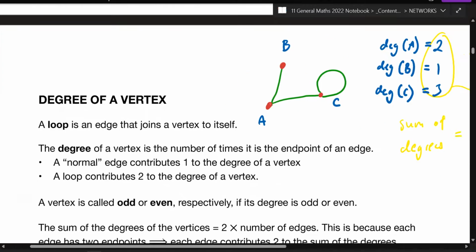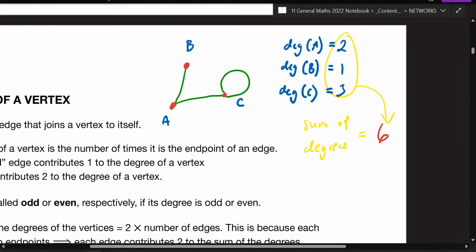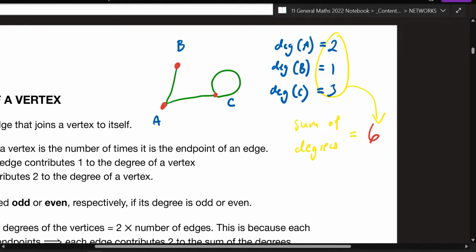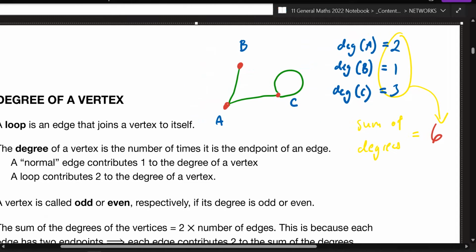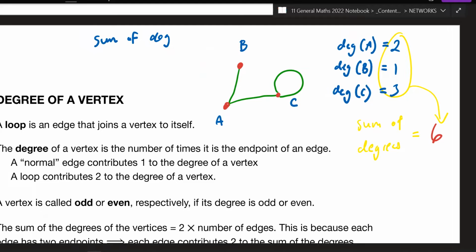So if I was to do this one, the sum of the degrees, remember it's the number of edges times 2. So how many edges are in this graph? There's 3. So it'll be 3 times 2. That would be 6, which is what we got here as well. So it's just a quick way of doing it.